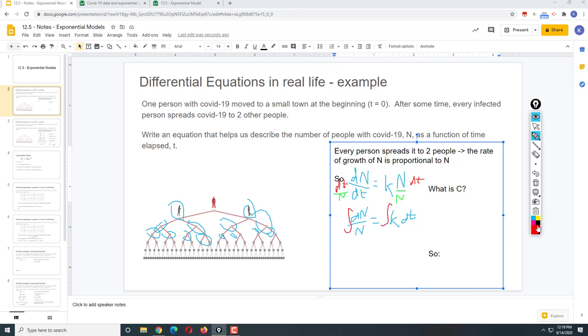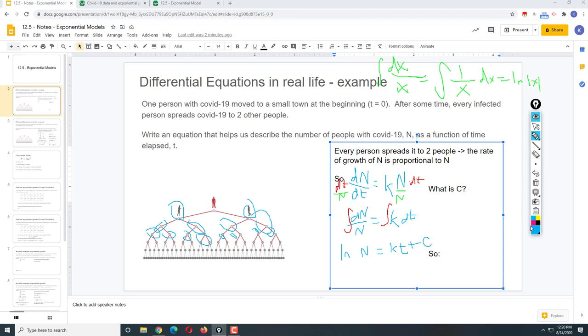What is the integral of dn over n? Well, remember that the integral of 1 over x dx is equal to ln x. And of course, that's just equal to dx over x. So this integral gets us ln of n. Of course, n is always positive, so I don't even need the absolute value. It's equal to kt plus c.